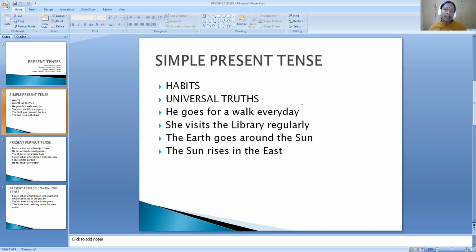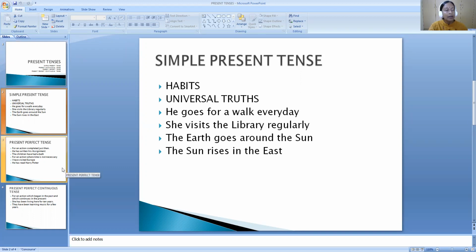On some occasions, for example, for a pre-planned action, you can use the simple present tense. For example, you can say, the president visits Chennai tomorrow. So for an action which is planned and which cannot go wrong, which will definitely be completed, we can use the simple present tense, like I just said.